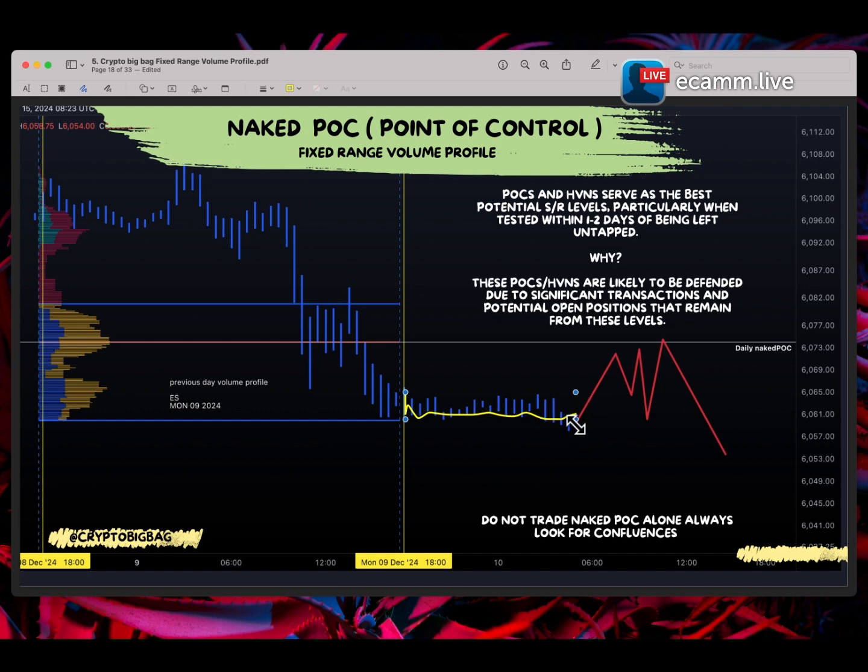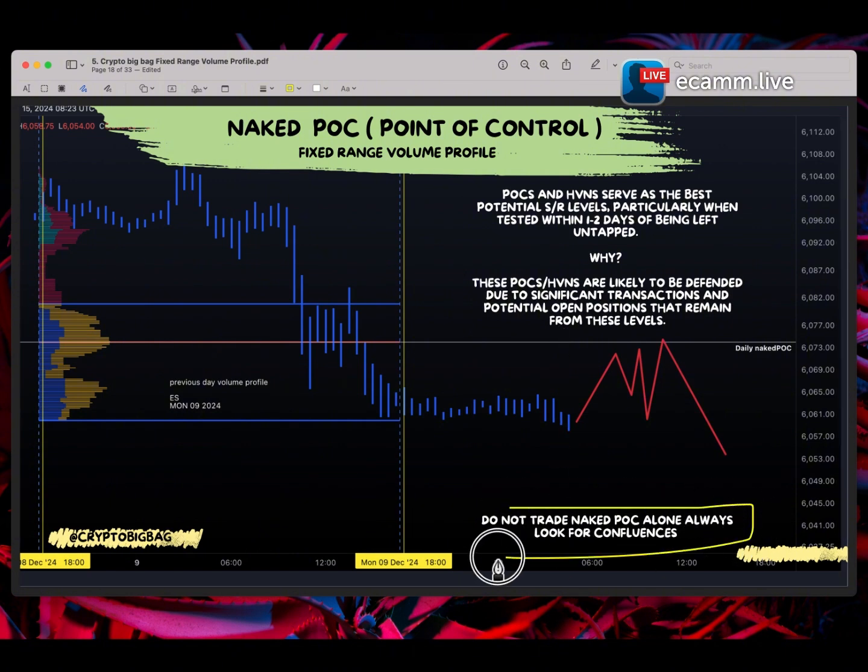At some point, price went up to test the naked point of control from the previous day, found resistance and dropped. These POCs and high volume nodes serve as the best potential support and resistance levels, particularly when tested within 1 to 2 days of being left untested. Do not trade naked point of control alone. Always look for confluence.